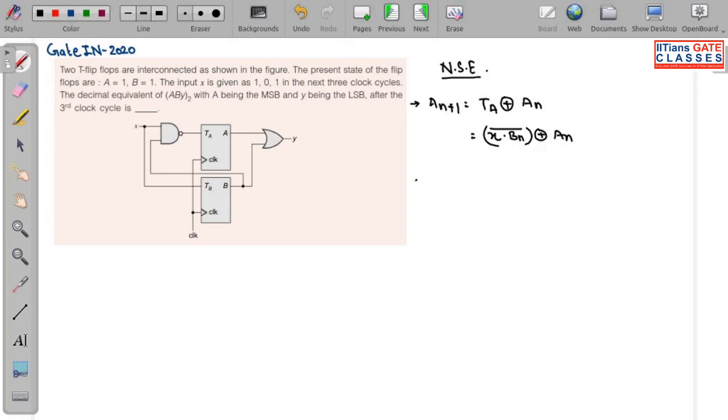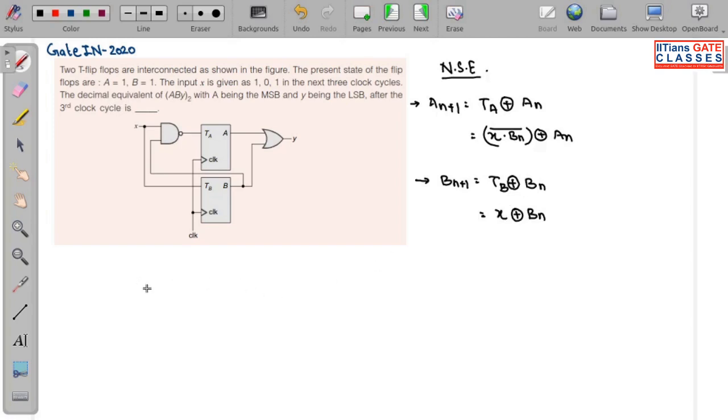Now if I want to write the next state of flip flop B, what will it be? This should be TB XOR Bn. So what is TB? TB is directly, we can see, it is X. So B(n+1) is X XOR Bn. Okay, fine. Now I want to write what is the decimal equivalent of ABY. Okay, so we have to write this.